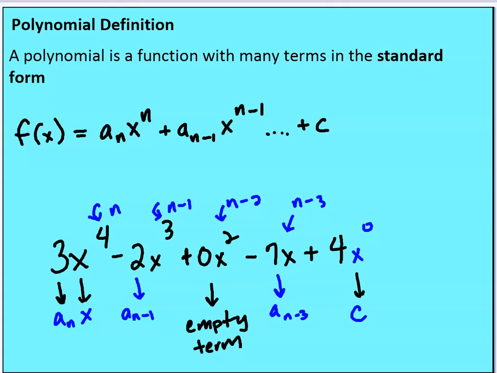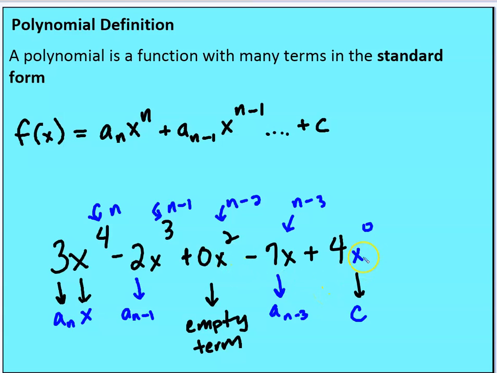All right, so a polynomial is a function with many terms in the standard form: a_n x to the power of n, plus a_(n-1) x to the power of n minus 1, plus yada yada, plus some constant. An example would be 3x to the 4th, and I'm going to do this in order of decreasing values of the exponent: 4, 3, 2, 1, and then 0. So 3x to the 4th minus 2x cubed plus 0x squared. This would be what we call an empty term. You wouldn't write this out, but I'm just listing it here. Minus 7x plus 4.